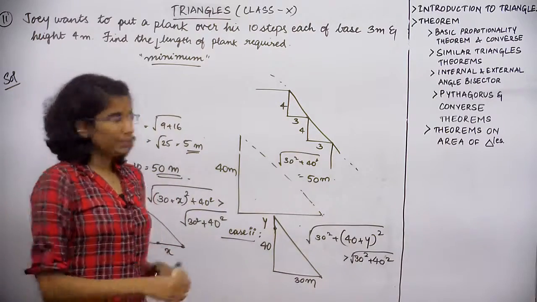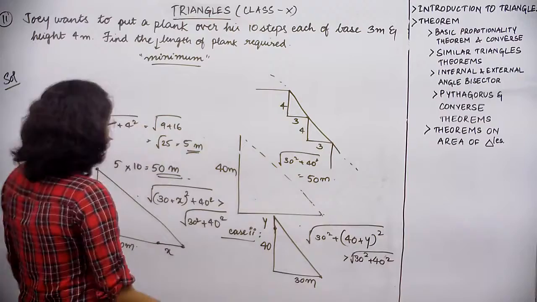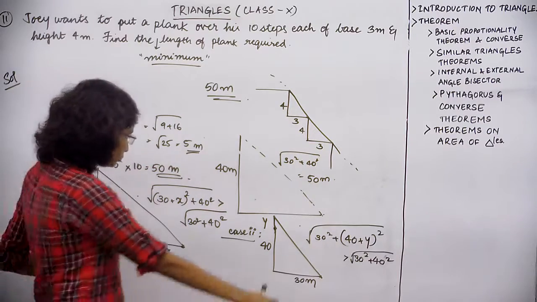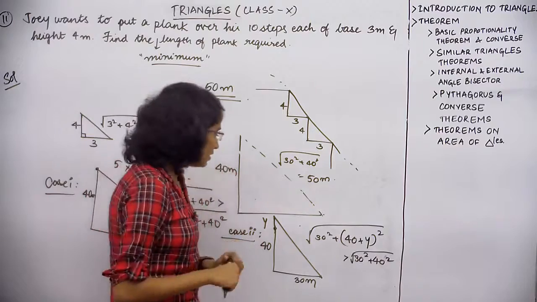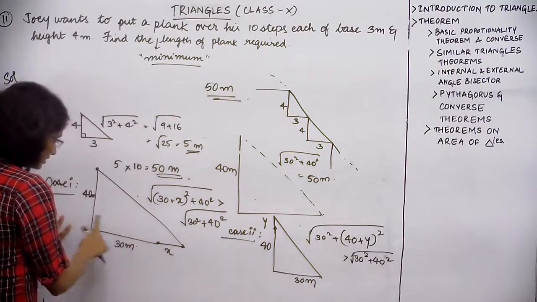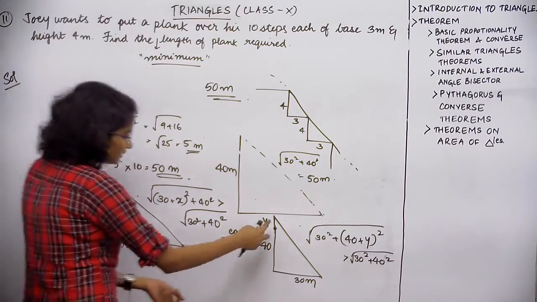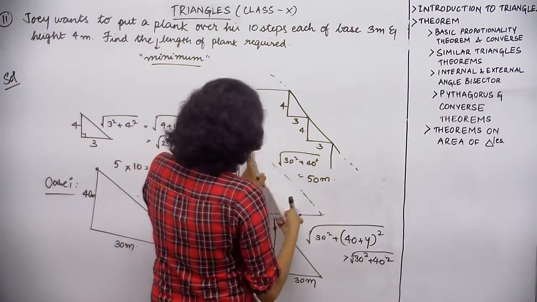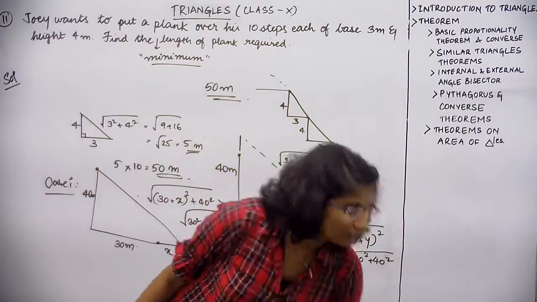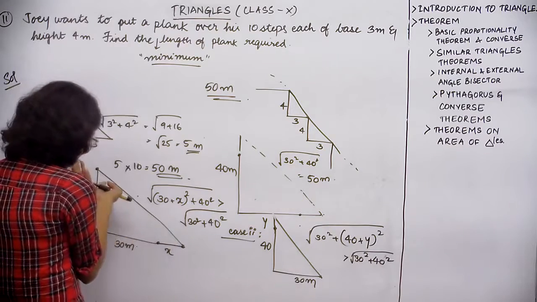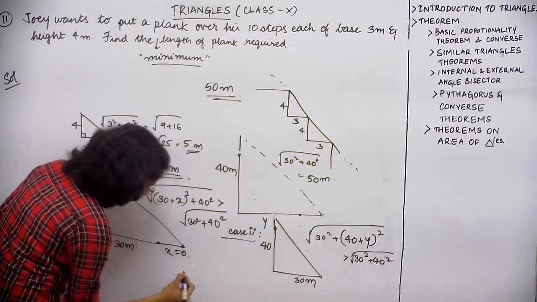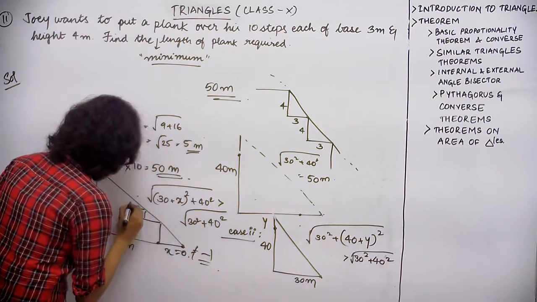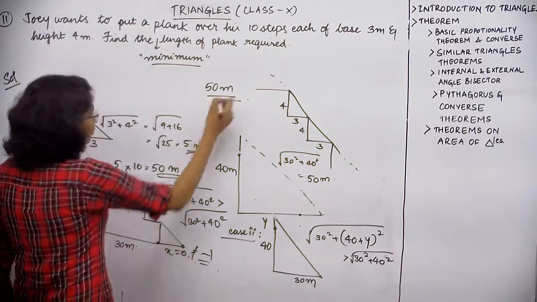So in order to cover all his stairs, Joey should require a minimum of 50 meters of plank. Why? Because if we consider two cases, by applying the simple Pythagoras theorem, we can say that 50 meters is the minimum, by considering two different cases where you increase this x and this y. If I have x here, this plank can go till here, but x can be equal to 0, but it can't be negative. So this will be the minimum because the stairs will be there, right? So 50 meters will be the minimum.